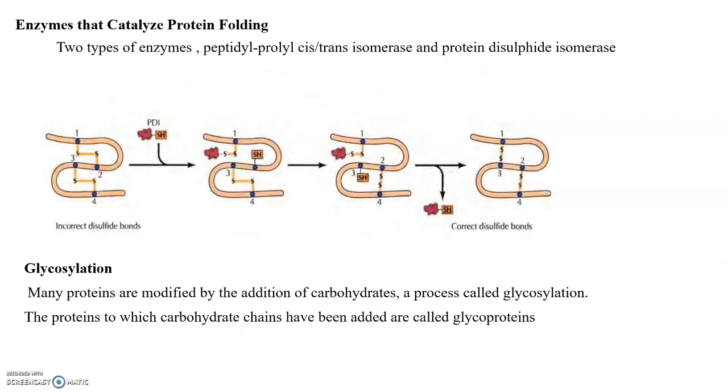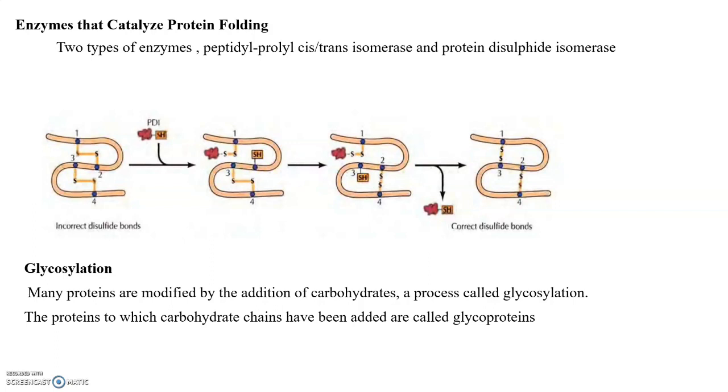The next type of protein change is catalyzed by enzymes. There are basically two types of enzyme, that is peptidyl prolyl cis trans isomerase and protein disulfide isomerase. Here you can see that there are incorrect disulfide bonds between the proteins. By the enzyme called protein disulfide isomerase, the incorrect disulfide bonds are cleaved and the correct disulfide bonds are formed.